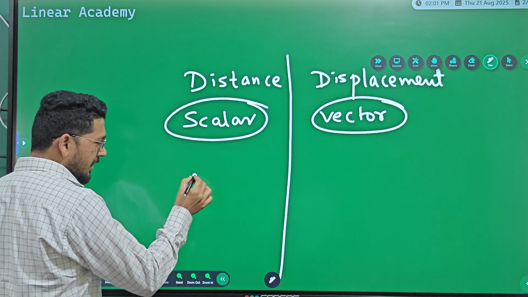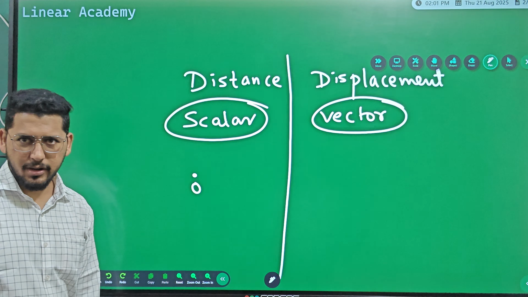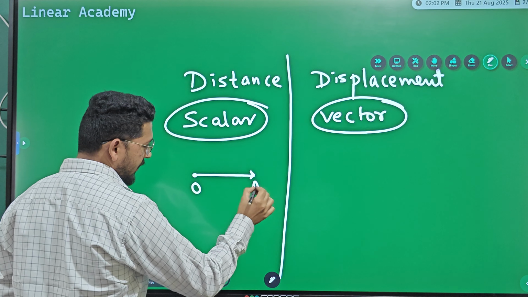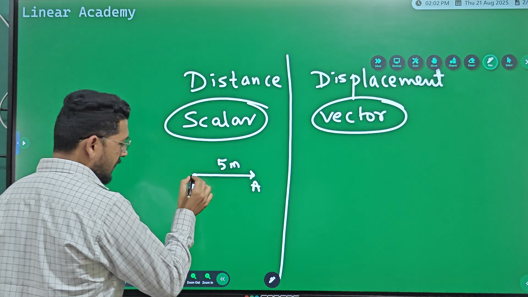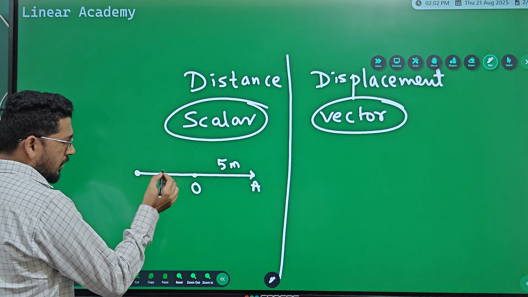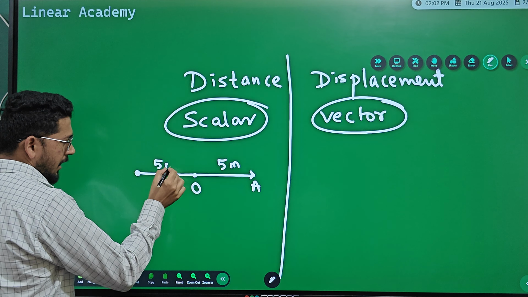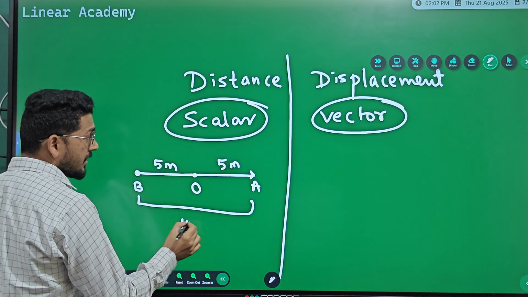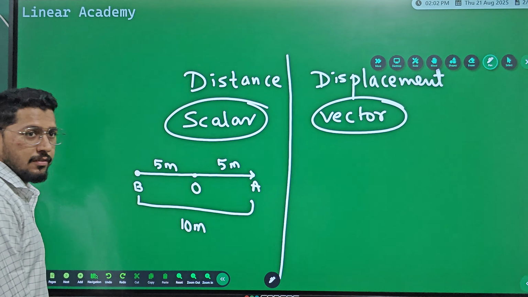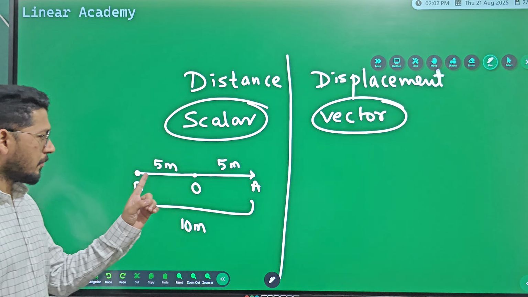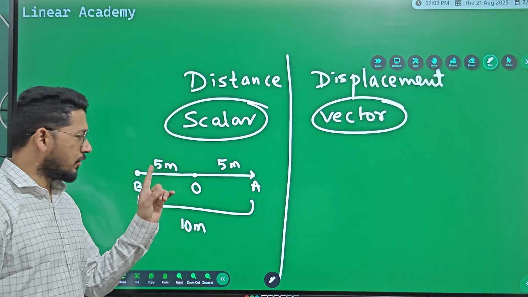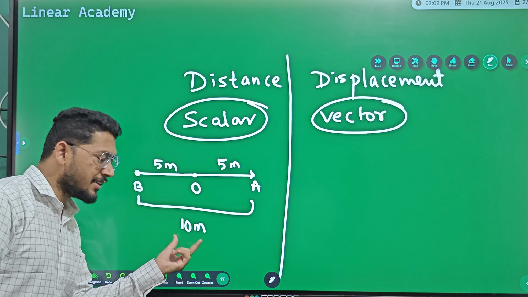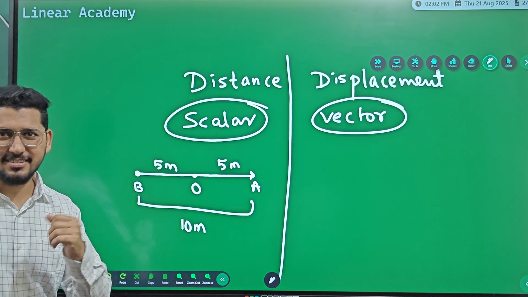Suppose I am standing here at point O. If I walk 5 meters to the right to point A and 5 meters backward on the left side to point B, how much distance have I covered? 10 meters, because I am counting both magnitudes, 5 meters right and 5 meters left. So 5 plus 5 is 10 meters, which is the distance.